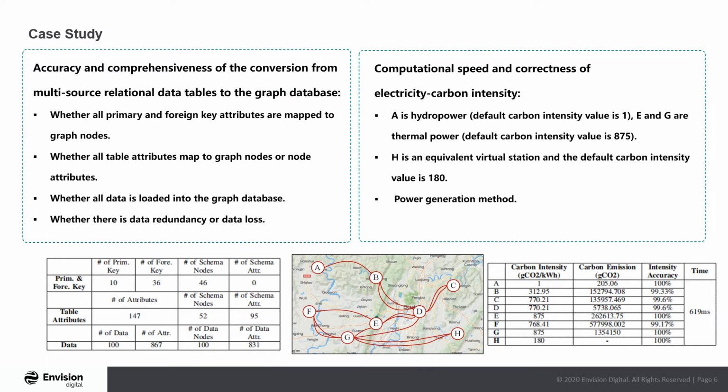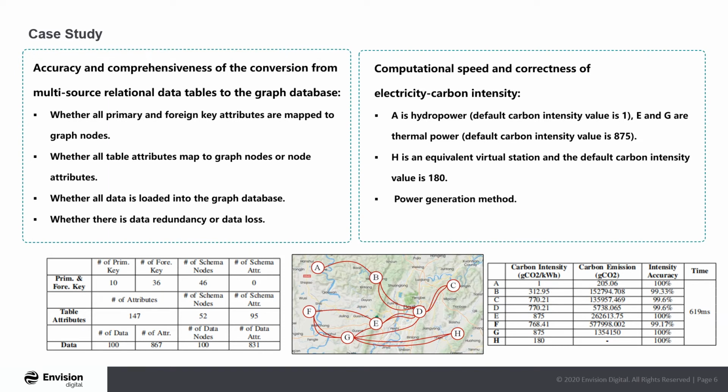In the case study part, we randomly selected 10 tables from the information system of the power dispatch system, the produce and management system, and the distribution automation system, and check whether the primary and the foreign key information of each table has a corresponding node in the schema. Check whether the table attributes of all tables are reflected in the schema in the form of nodes or attributes.